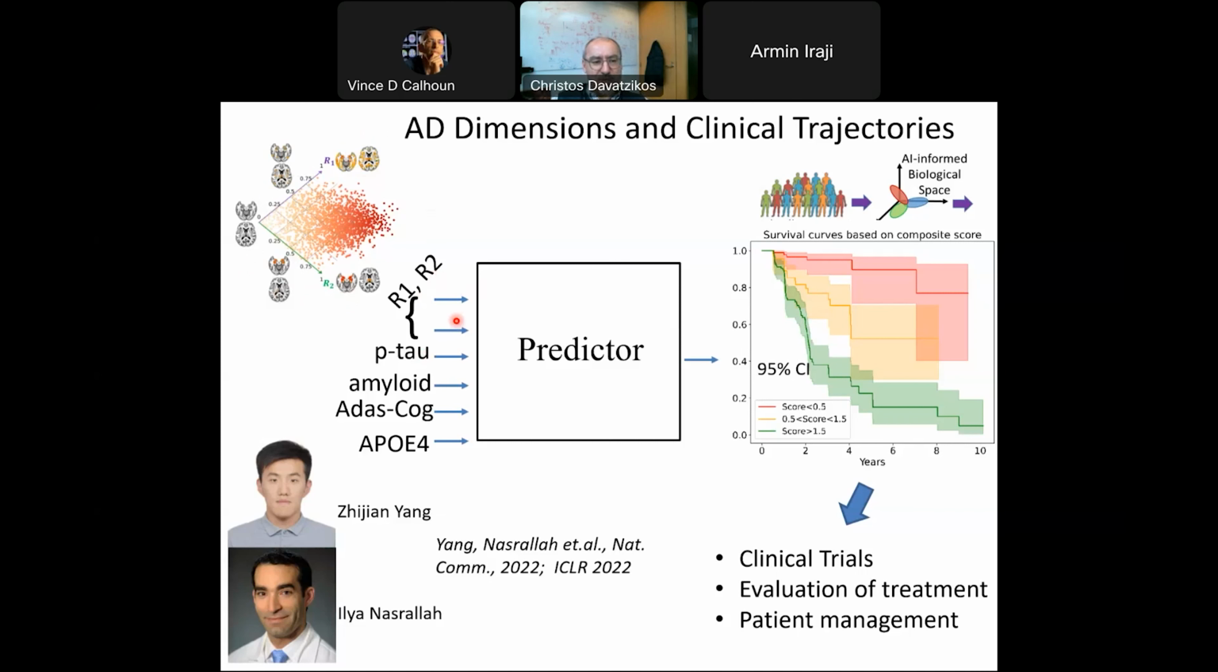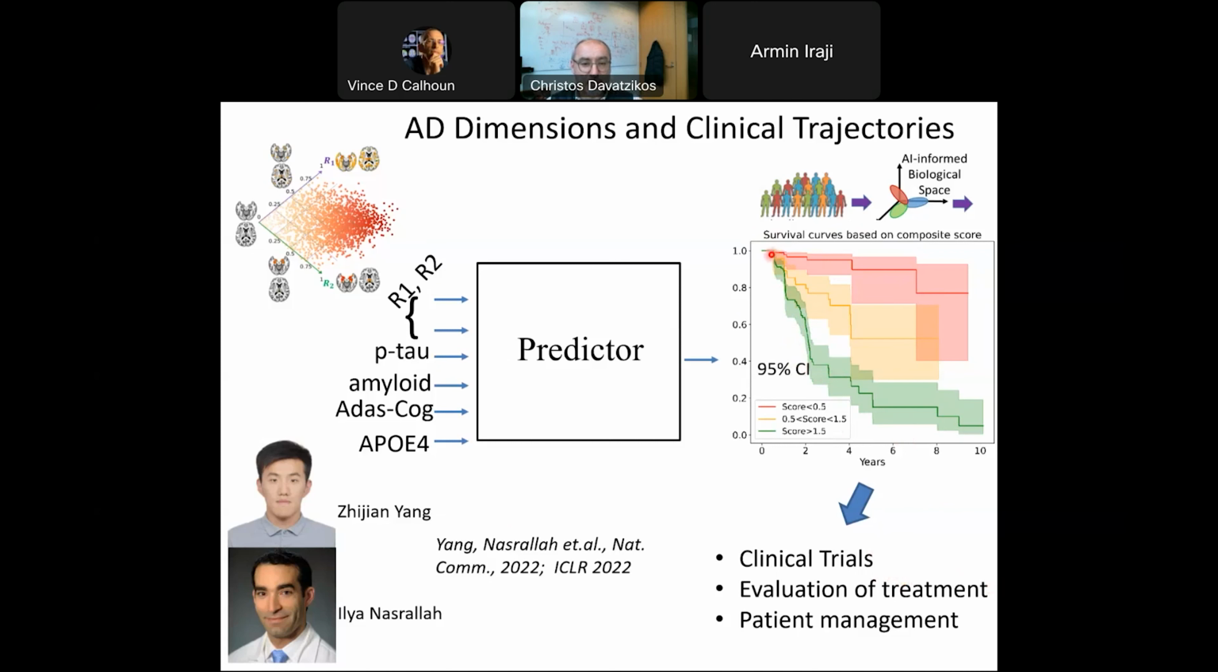So if you put these two numbers in a predictor, along with tau, amyloid, ADAS-Cog, and ApoE4 genotype, you can predict with very high accuracy which people with mild cognitive impairment will remain stable over a long period, and which people will actually progress rapidly to dementia. And these are 95% confidence intervals. So this is a really very strong predictor. And this can potentially help in clinical trials, stratifying people to the right trials and treatments, and evaluating treatment effects.